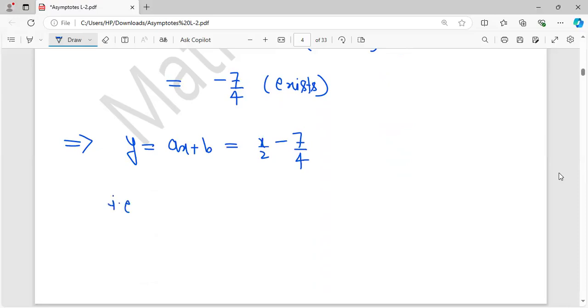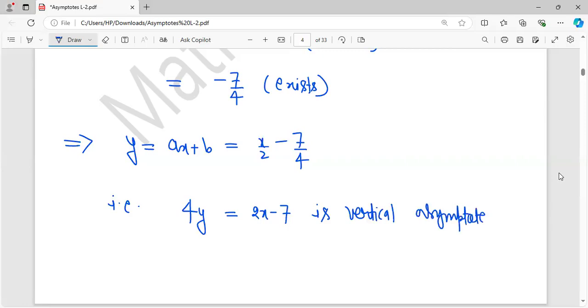It means 4y = 2x − 7 is a vertical asymptote, sorry, oblique asymptote for the given curve.